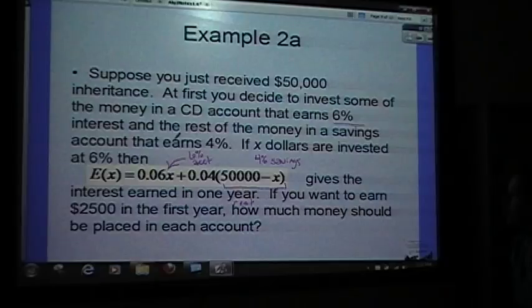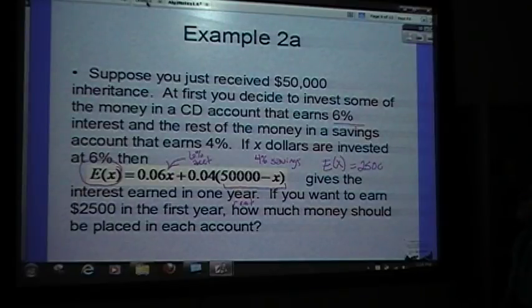Okay, they told me I want to earn $2,500. So where do I plug that in? Do I plug that in for x or do I plug that in for E of x? Well, if I plugged it in for x, that's just saying I invested $2,500 into that account, and that's not what I'm looking for. I want to make $2,500 total in interest. So in this situation, I'm going to plug in E of x equals 2,500.